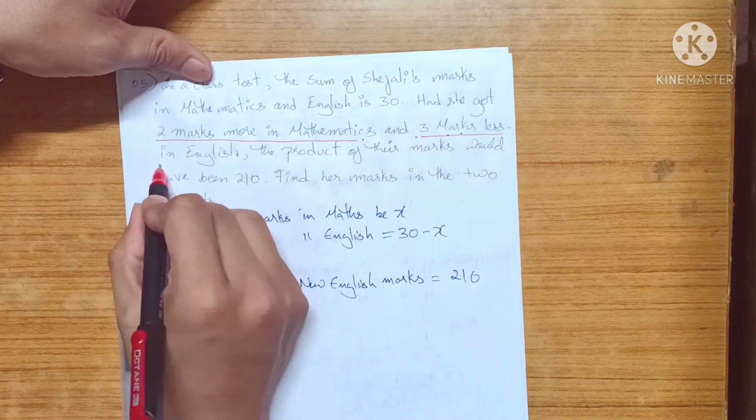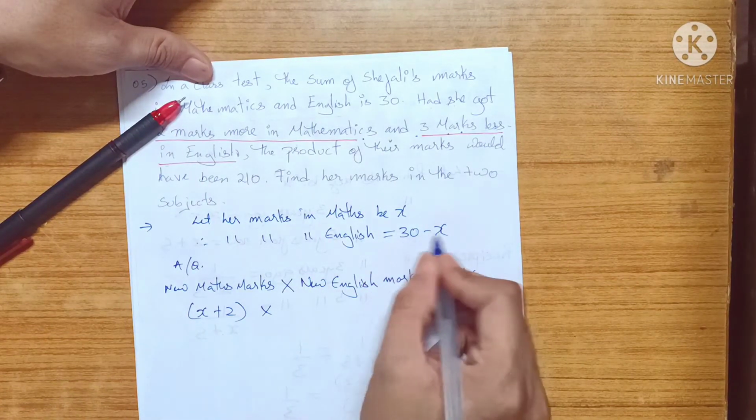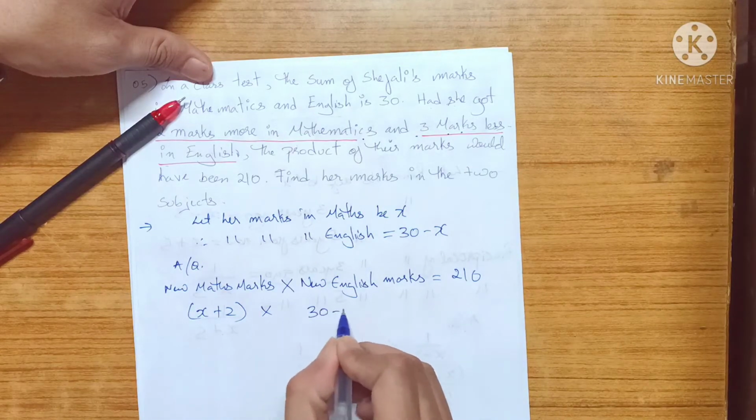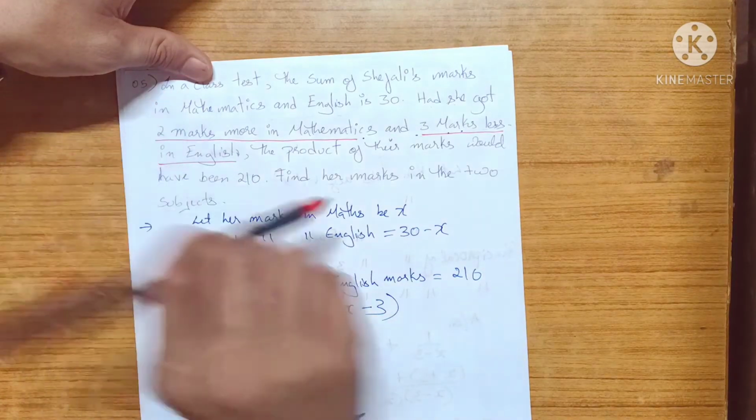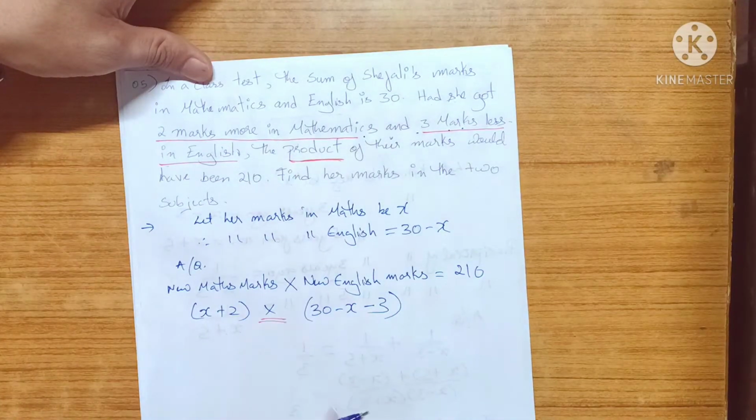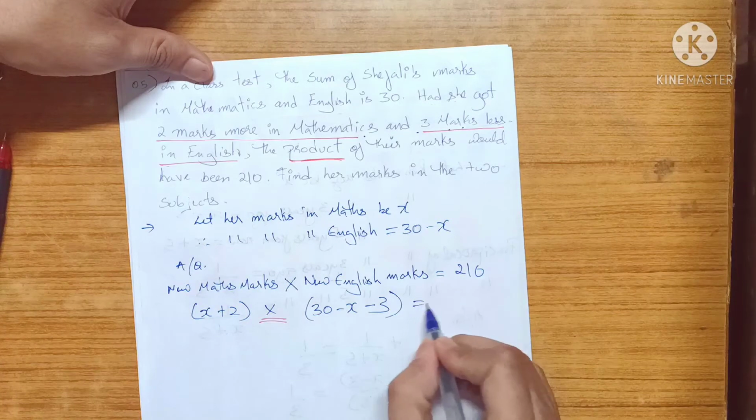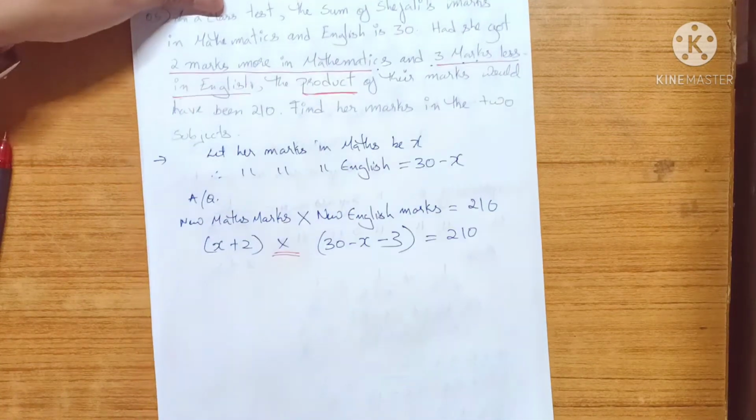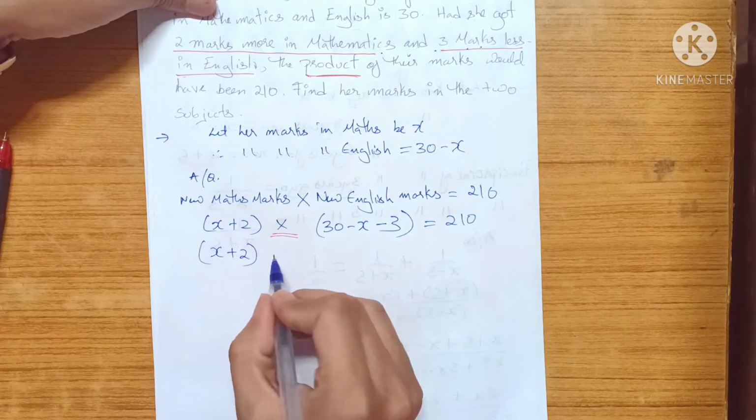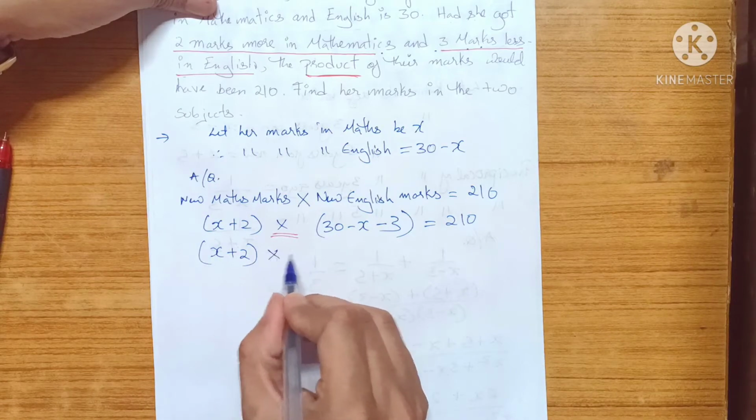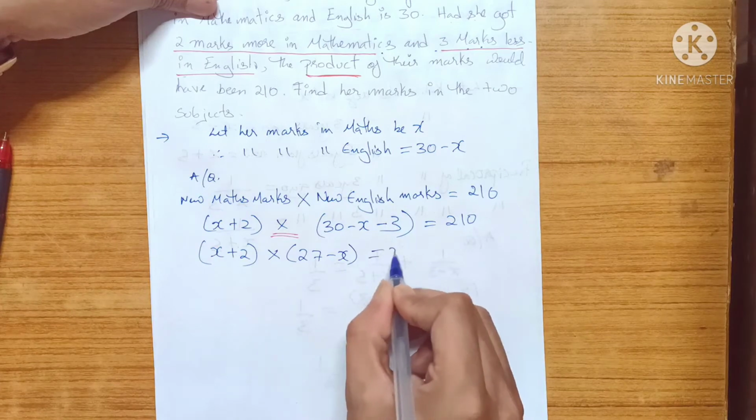And 3 marks less in English. Her English was 30 minus x, so now she's getting 3 marks less, so 30 minus x minus 3. Less means minus. The product, that's why I'm multiplying here, of the new marks would have been 210. So let's solve inside the bracket first. 30 minus 3 is 27 minus x, so x plus 2 times 27 minus x equals 210.